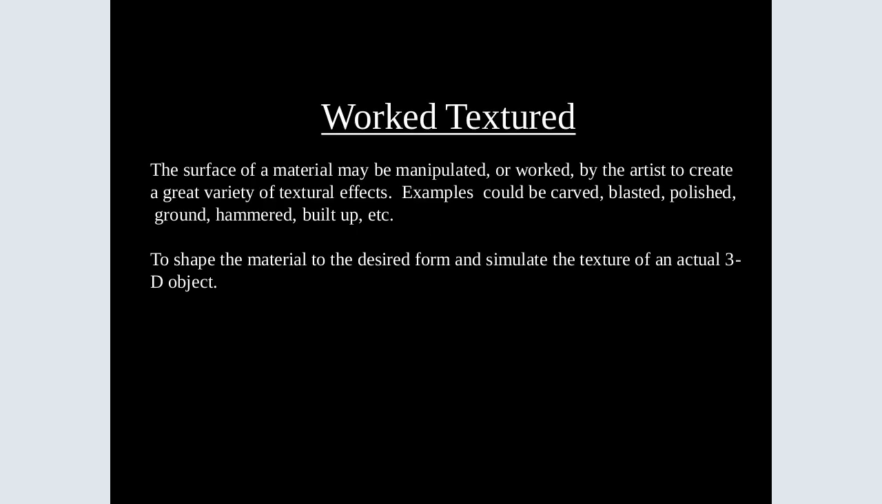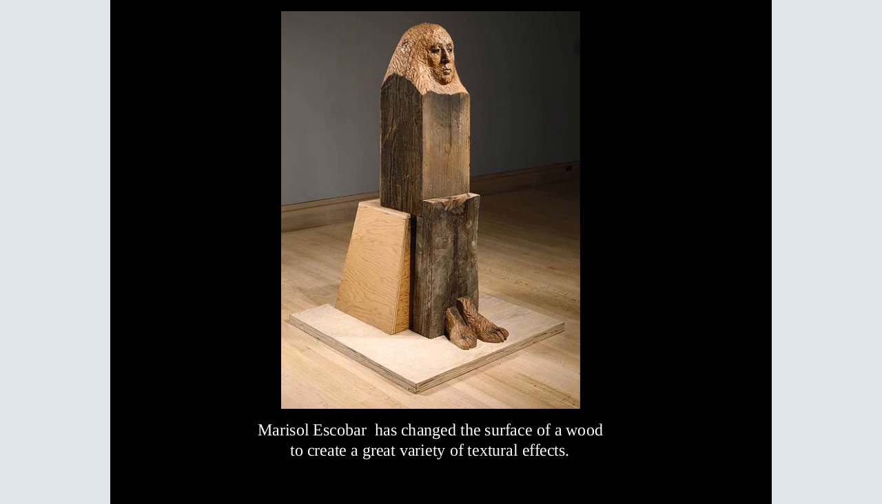So let's talk a little bit about work surface, which we've already talked about a little bit, right? But let's give you a definition of that. The surface of a material may be manipulated or worked by the artist to create a variety of textural effects. Examples could be carved, blasted, polished, ground, hammered, built up, etc. To shape the materials to desired form and simulate the texture of an actual three-dimensional object. So what do we mean by texture?